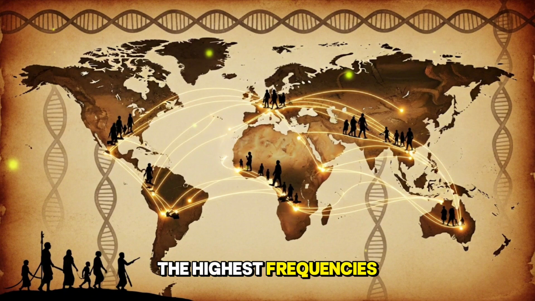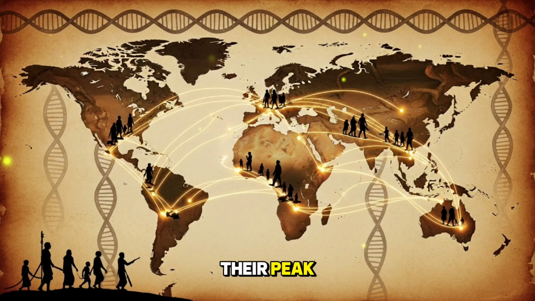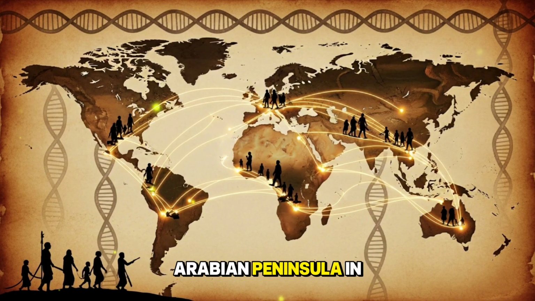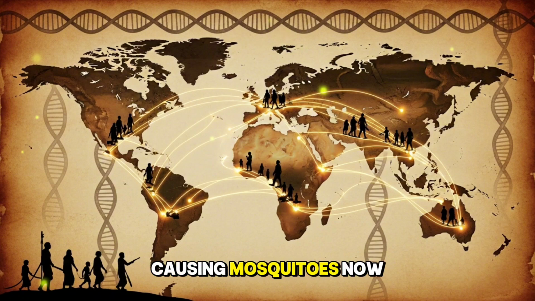The highest frequencies occur in West and Central Africa, where malaria transmission rates historically reached their peak. By comparison, lower but notable frequencies extend into regions such as Greece, southern Italy, the Arabian Peninsula, and western India. These patterns align with ecological zones where climate-driven conditions supported the life cycle of malaria-causing mosquitoes.